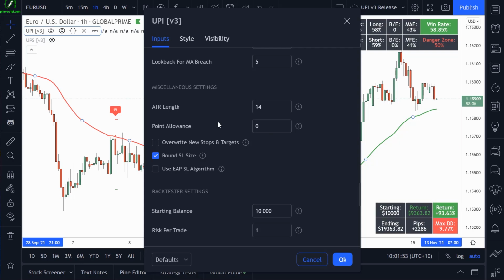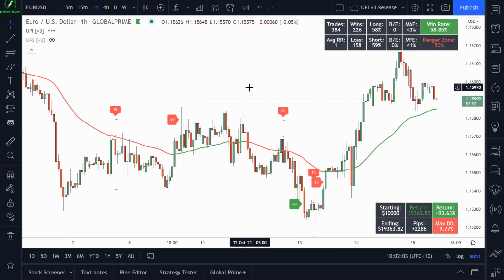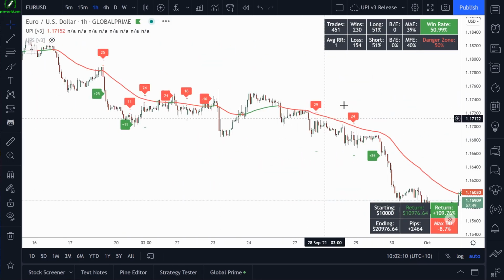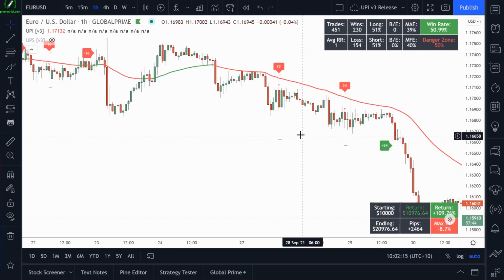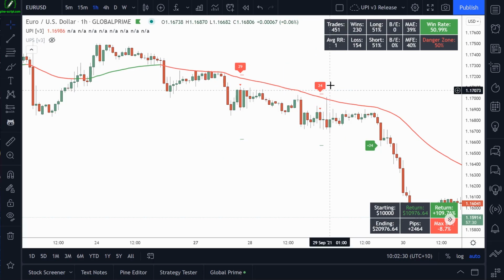Next up, we have overwrite new stops and targets. This is purely for backtesting. If I turn this on, the script is now going to overwrite old trade profit targets with new trade profit targets and stop losses. So for example here, this trade was detected, here's its take profit, but before its take profit was hit, a new trade was detected. And so this trade was overwritten with this trade's stops and targets.